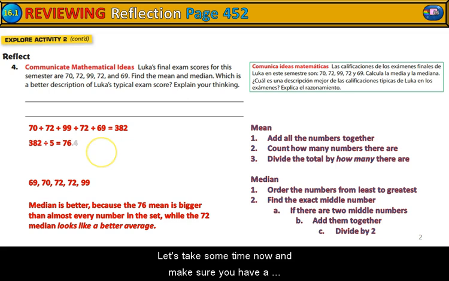Let's take some time now and make sure you have a notebook, and for the standard kids, their workbook and also a writing instrument. Let's take a look at the following steps again for mean and median, and do document this into your notes.